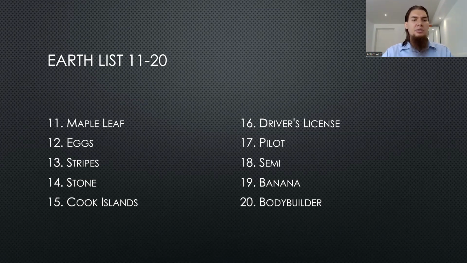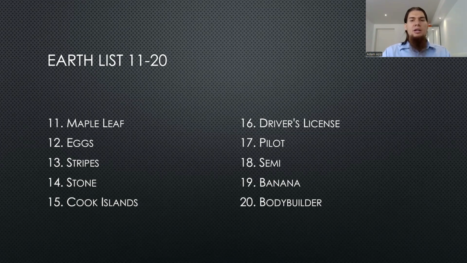Number 14 is stone because in the imperial measurement system in the UK, 1 stone equals 14 pounds. Number 15 is Cook Islands because it's a chain of 15 islands. Number 16 is driver's license because that's the age you can get a driver's license in California.